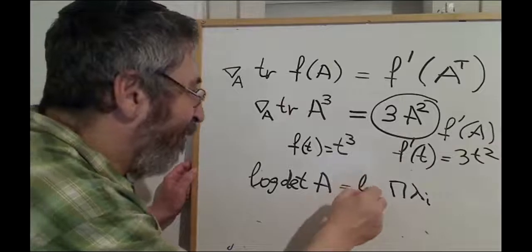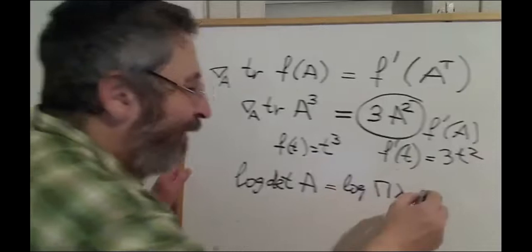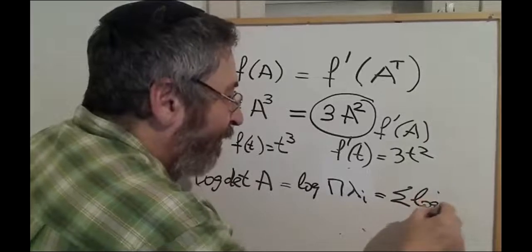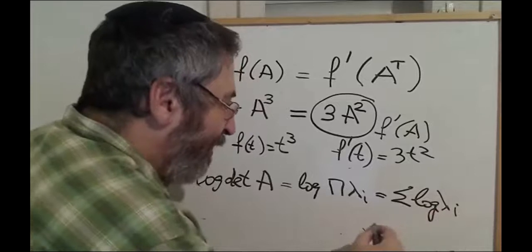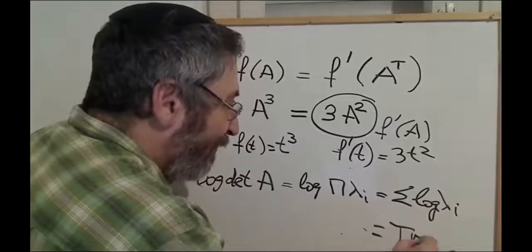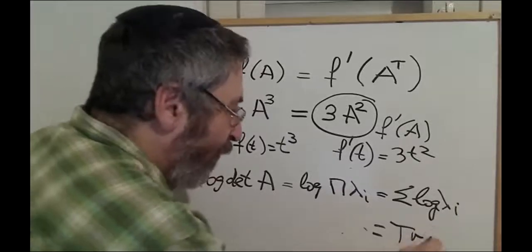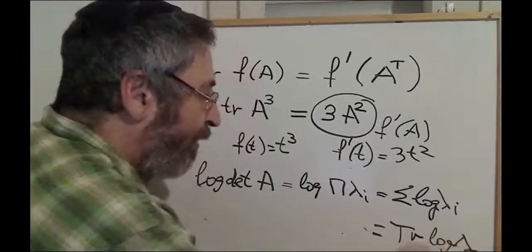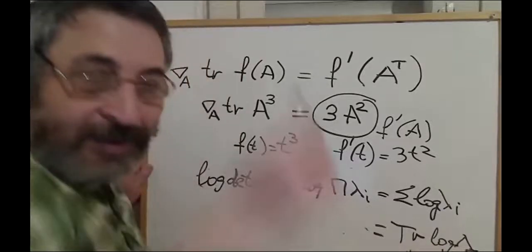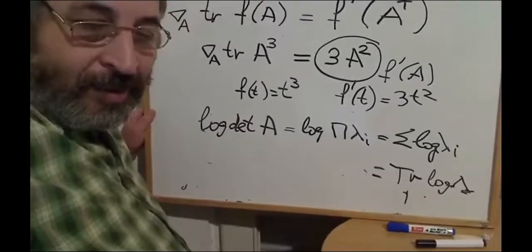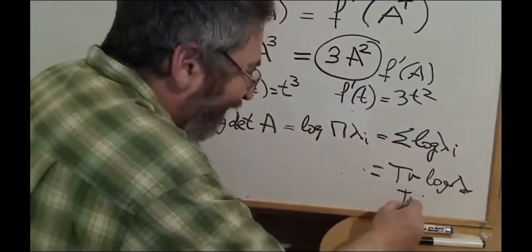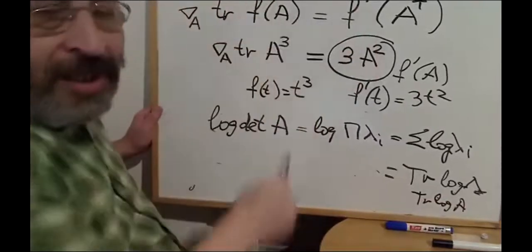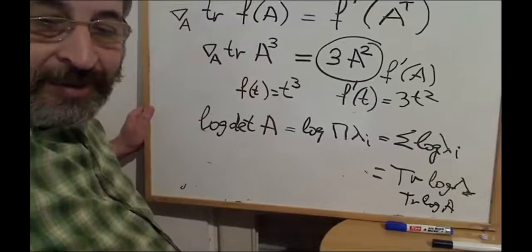So we have this log of product of eigenvalues. It's the sum of log of eigenvalues, sum of log lambda i, and this is the same as the trace of log lambda, and we said the trace of log lambda is the same as the trace of log A. Okay. Now, trace log A. At least now you are ready to go again to this lecture and understand everything there.